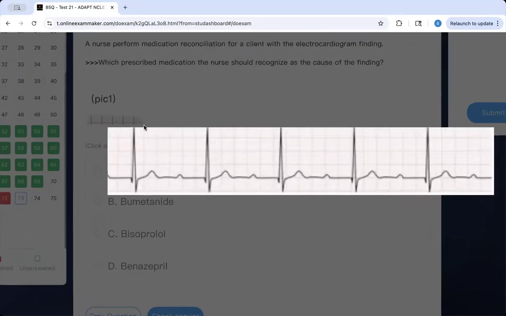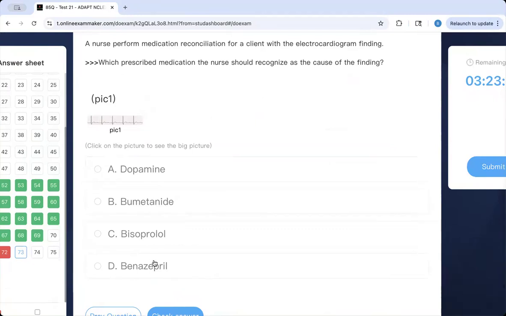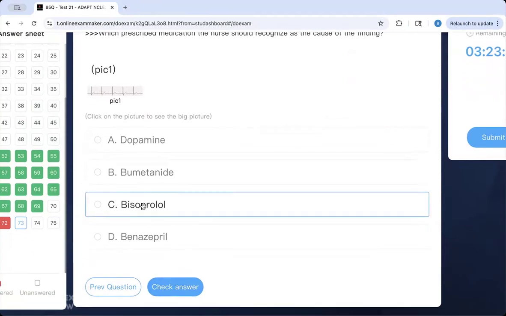What do I see? I see the rhythm, and it's uniform. If I count from here to here to here, this is sinus. But I look at it, 1, 2, 3, 4, 5, 6. It's a long time. And look at the PR interval. Very, very long. Too much. Bradycardia. Heart block issue. Prolonged PR. Therefore, it has to be a beta blocker. This has to be that one.